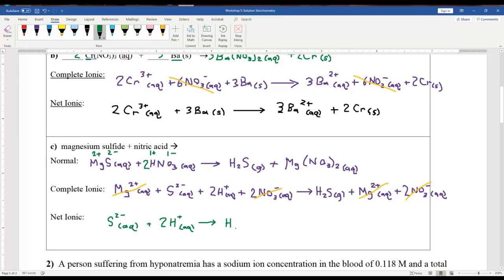Now, coincidentally, I want to say that Dr. Neely is right that in actuality, the only way this reaction could happen in real life is if you had solid magnesium sulfide reacting with nitric acid. Because you wouldn't ever get aqueous magnesium sulfide, because magnesium sulfide reacts with water automatically to produce hydrogen sulfide gas and magnesium hydroxide.